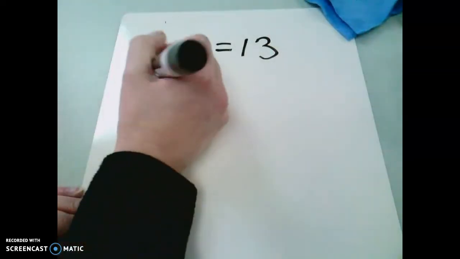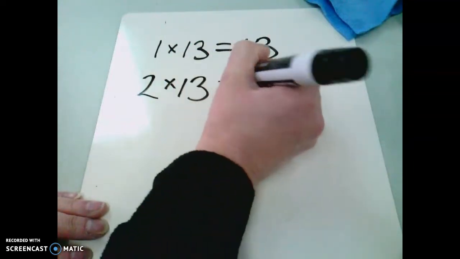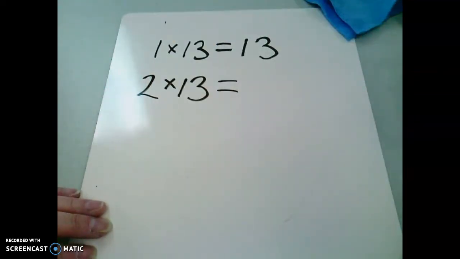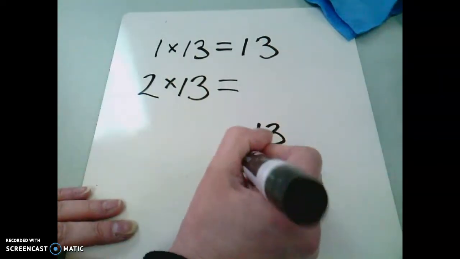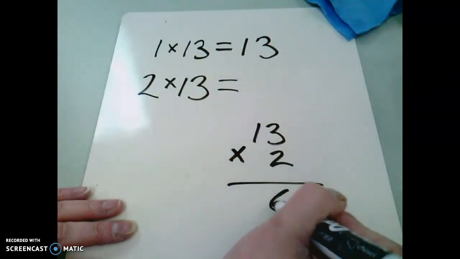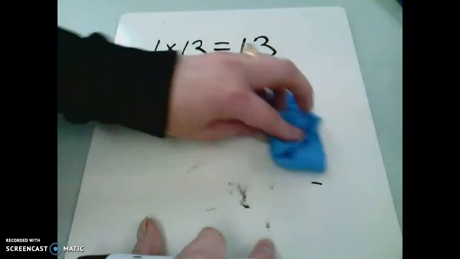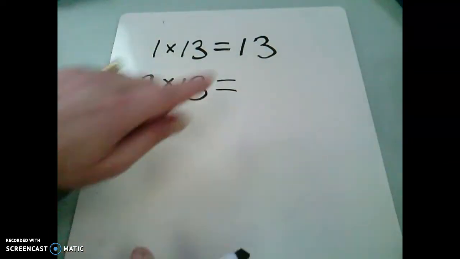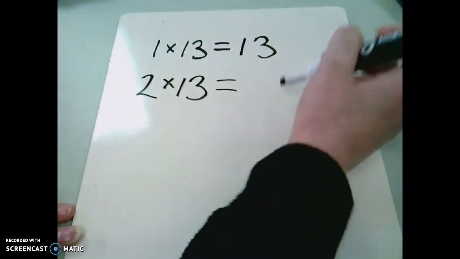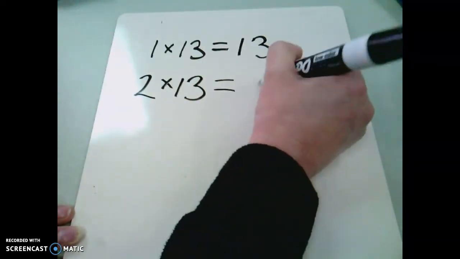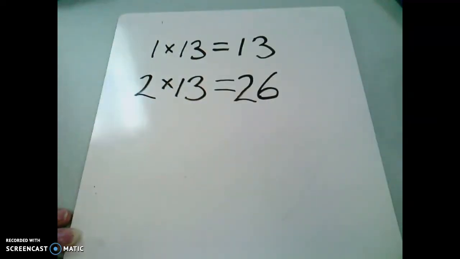Okay? Then, if I want to know 2 times 13, I could work it out, like 13 times 2, well, that's 6, that's 2, it's 26. Or, I could kind of think in my head that, oh, I know that I have to do 13 plus 13. And I know that 2 3s is a 6, and 2 10s, so 26, okay?